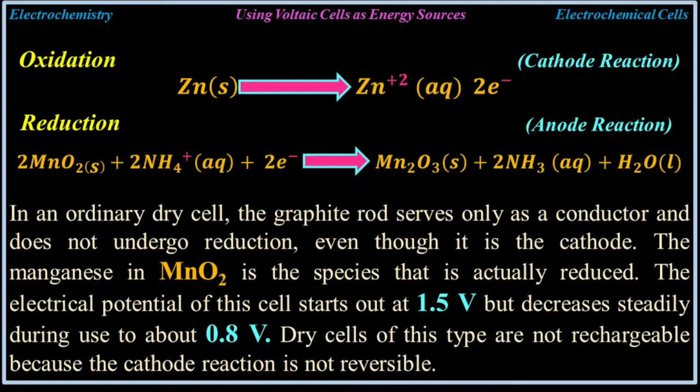In an ordinary dry cell, the graphite rod serves only as a conductor and does not undergo reduction, even though it is the cathode. The manganese in manganese(IV) oxide, or manganese dioxide, is the species that is actually reduced. The electrical potential of this cell starts out at 1.5 volts but decreases steadily during its use to about 0.8 volts. Dry cells of this type are not rechargeable because the cathode reaction is not reversible.